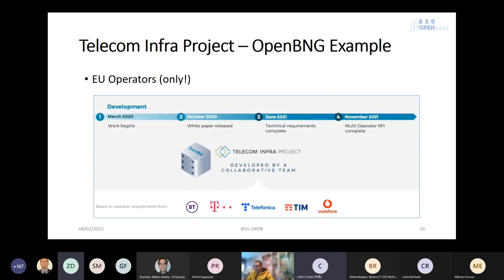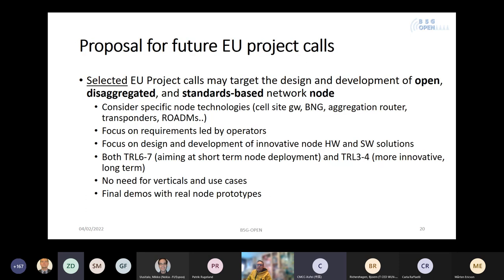And the other, in the router part, for example, is the open BNG, where there is a joint RFI between multiple vendors. The results of the RFI were announced recently, and it's a collaborative effort between multiple operators. And just to conclude with this, it's not enough.